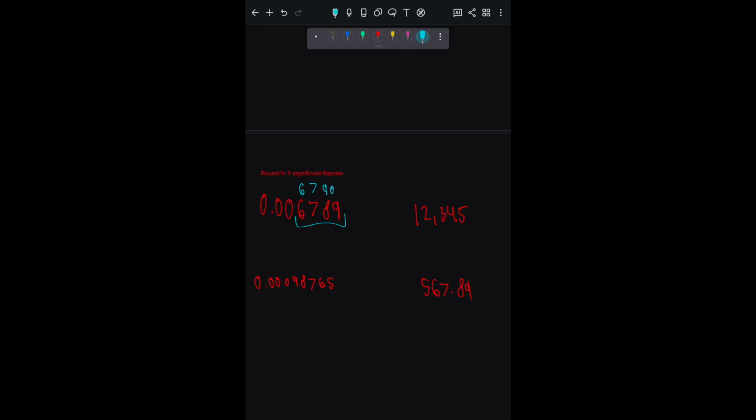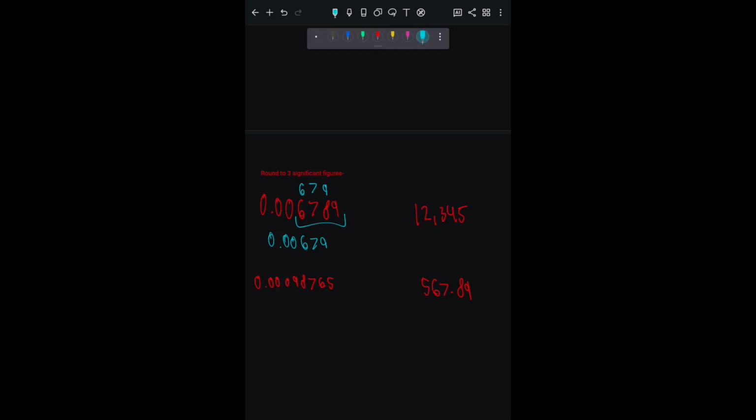Only thing is, what do we do with the 0? We want 3 significant figures. Well, you round it. You can just take away that 0. There you go. So you have 0.00679. These zeros are not significant because you have to put them there no matter what.